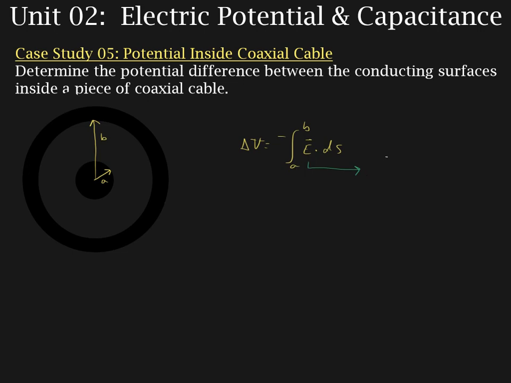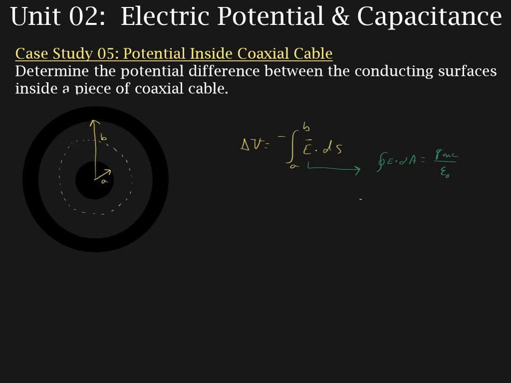So we're going to use Gauss's law, and we get the integral of E dot dA is equal to Q enclosed over epsilon naught. And E is going to be constant along our Gaussian surface. And so we'll just put our Gaussian surface somewhere inside of our coaxial cable. And whenever we integrate delta V, the Gaussian surface will stretch from the inner surface to the outer surface.